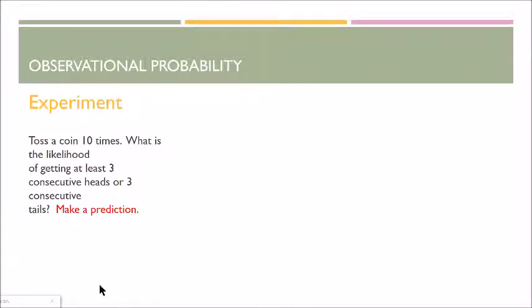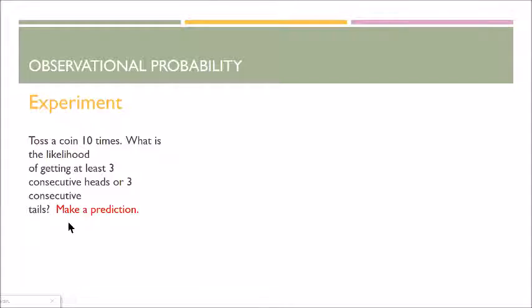So take a minute, think about what that really means. You're tossing a coin, and maybe the first toss you get a heads, and then maybe the second one you get another heads, and then maybe the third one you get a tails, something like that. But you toss the coin 10 times total, and you record in order, heads, tails, whatever. So what's the chance of getting at least 3 consecutive heads or 3 consecutive tails?